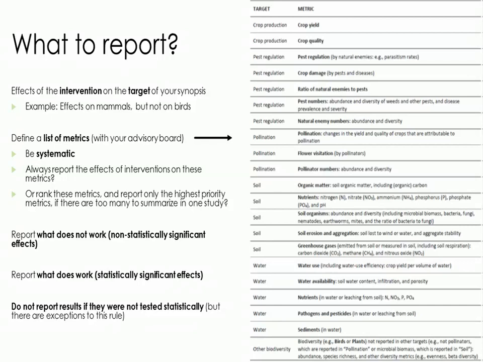And of course, as I mentioned earlier, if you're reporting what does work, it should be a statistically significant difference. Do not report the results if they were not tested statistically. So if, for example, the author says, okay, we mowed these two grasslands, we counted the number of native species in each one, there were 10 in the mowed site and 8 in the unmowed site, and they leave it there, we don't comment on that at all. We don't say there were more, even though there were 10 species in the mowed treatment.